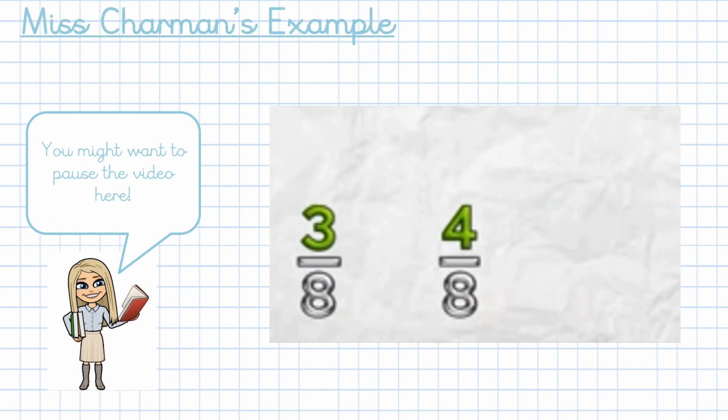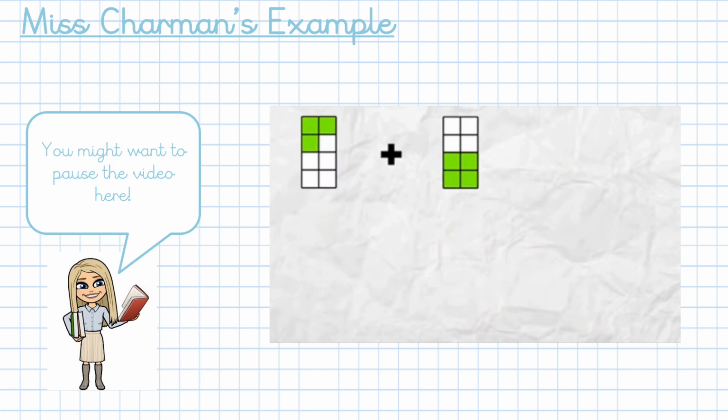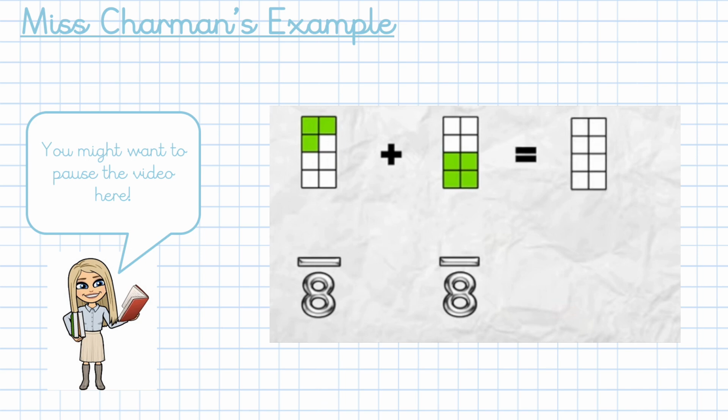I'm now going to go through the first example with you. So we're looking at 3/8 plus 4/8, and I've drawn some pictorial representations to help you. As you can see, both wholes are divided into 8 equal parts, which means in total we have some number of parts out of 8. What we need to do is, as the denominators are the same, we just need to add the numerators together.